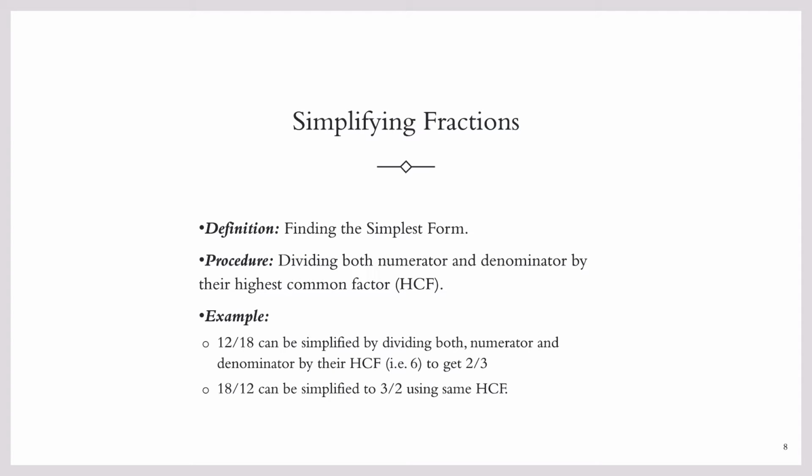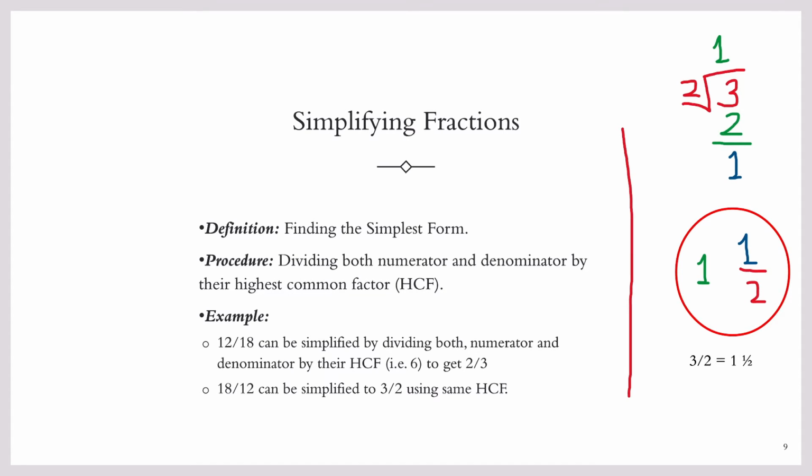Similarly, 18 over 12 can be simplified to 3 over 2 using the same highest common factor. If you notice in this case, 3 over 2 is an improper fraction, and as we said earlier, improper fractions can be converted into whole numbers or mixed numbers, and the way to do that is simple.